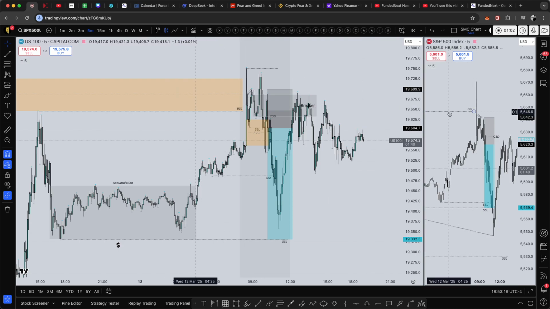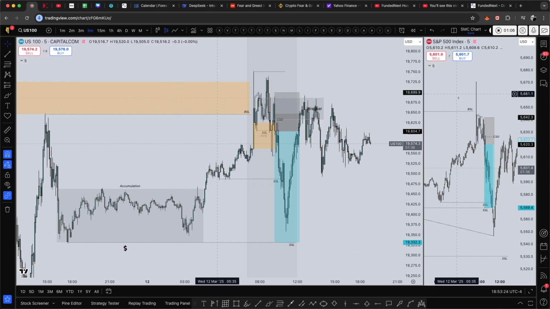These are two correlated indices. If you're watching this for the first time, what does that mean? It means they move similarly. So if Nasdaq is going down, S&P should also go down. However, sometimes there is what I like to call a crack in the matrix.